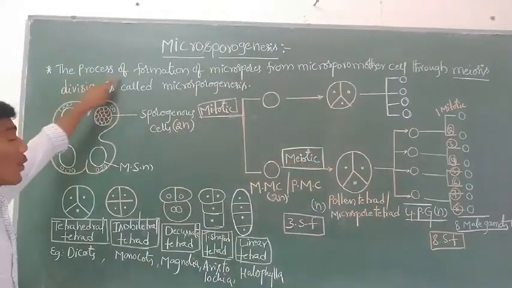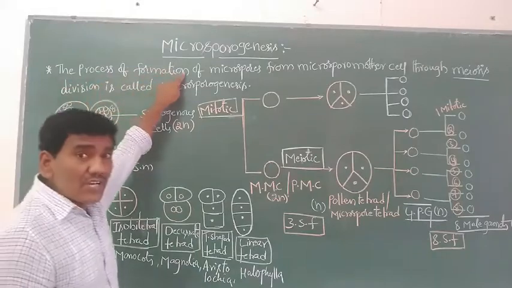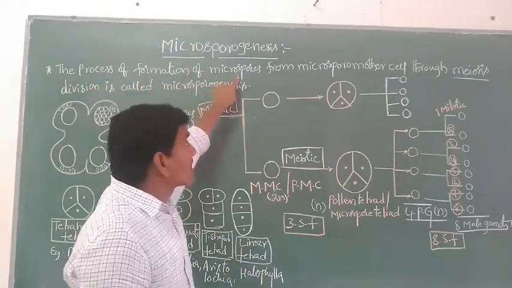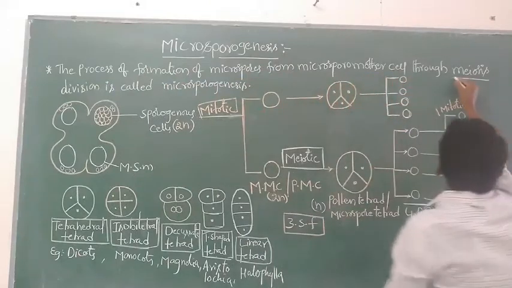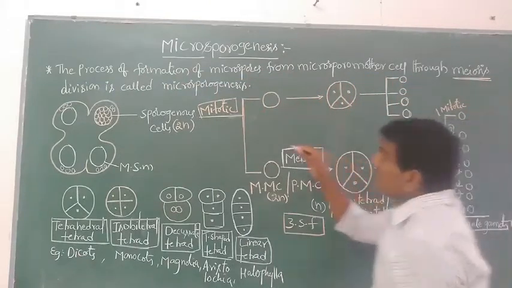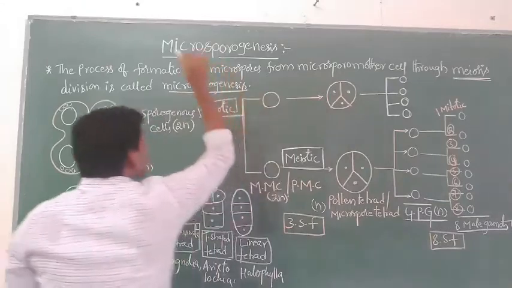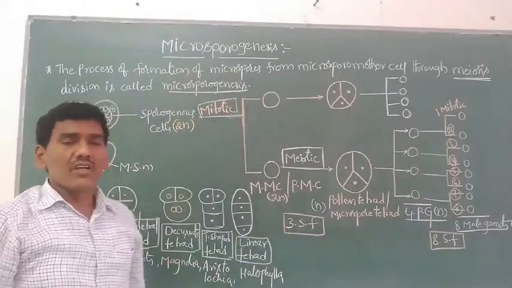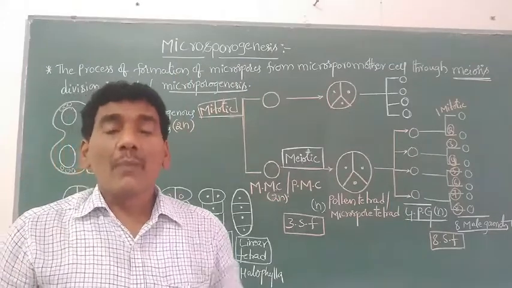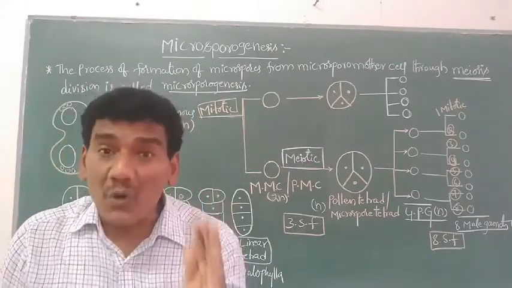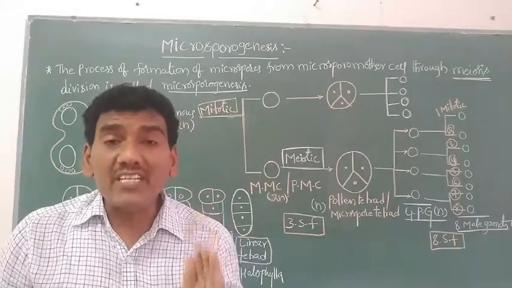The process of formation of microspores from the microspore mother cell through meiotic division is called microsporogenesis. For the formation of the microspores, which divisions are required?